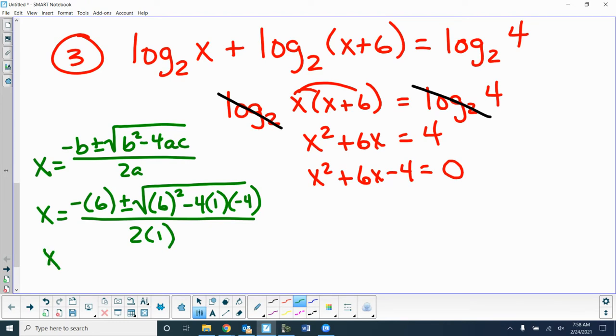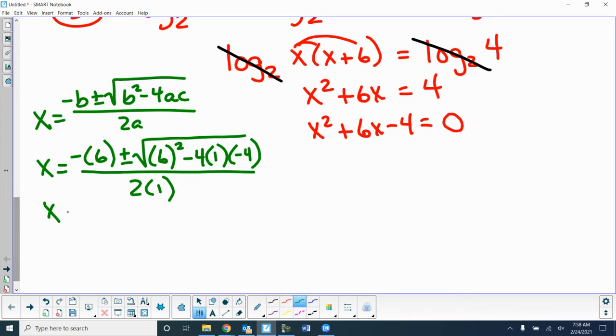Okay? So I've got -6 plus or minus over 2. And this becomes 6 squared, 36, minus 4 times 1 times -4, which is a +16. So that's 52. It didn't come out nice, that's okay. But we should simplify that. You guys know how to simplify 52.